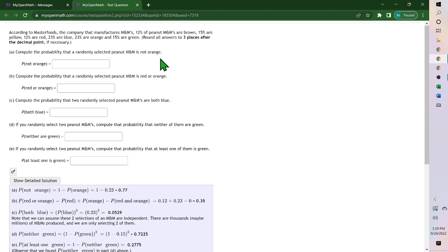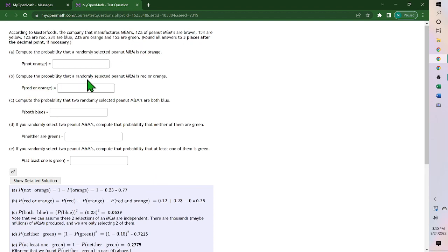We're selecting one M&M. Is not orange. When you're talking about the complement, that it's not orange, you can take 1 minus the probability it is orange. So the probability not orange is 1 minus 0.23, and you get 0.77. So when you're doing the complement, it's just 1 minus. The complement means the opposite. So if it was the probability it's not brown, then it would be 1 minus 0.12.